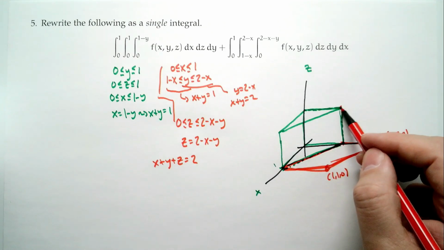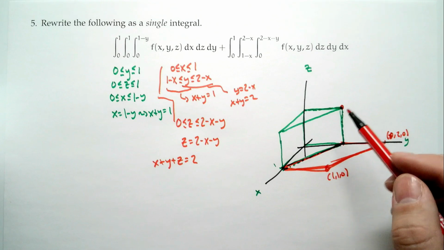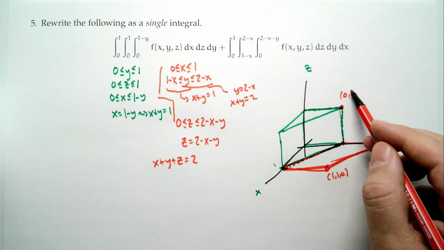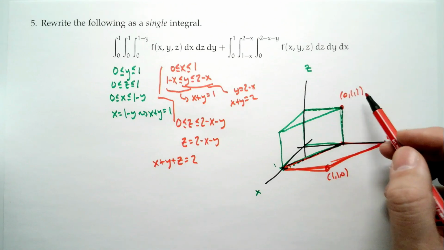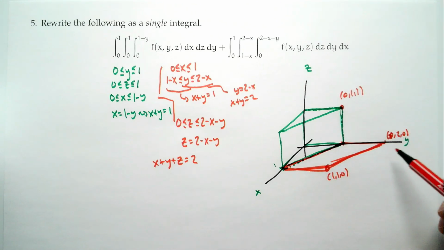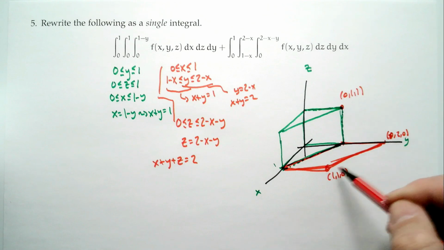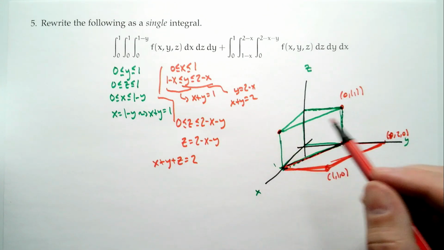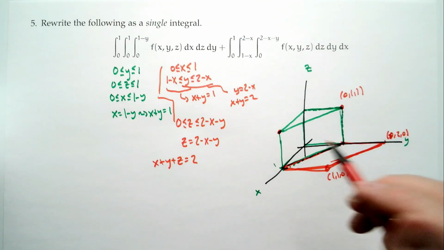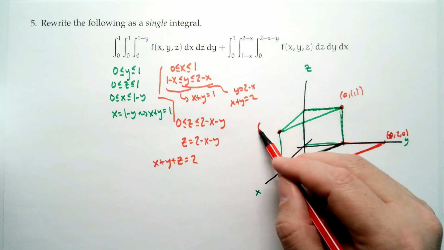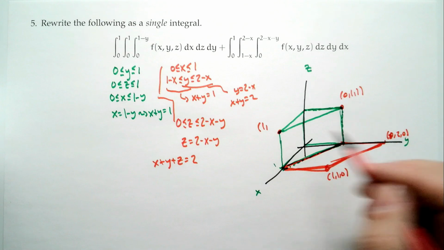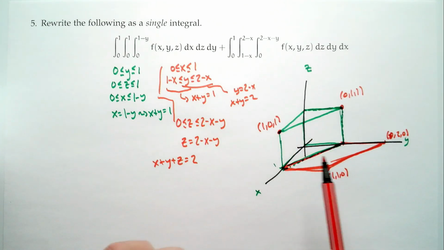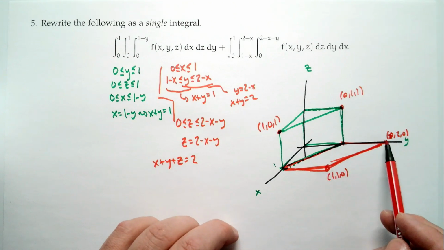What about this point? Well, where would that be? Well, that's at the point where x equals 0 and y and z are both 1. 0, 1, 1. That's a point on the plane. So we now have 3 points on the plane. And how about this point? Well, that would be the point where x is 1, and then y is 0, and z is 1. So this is also a point on the plane. So we actually have 4 points on the plane.